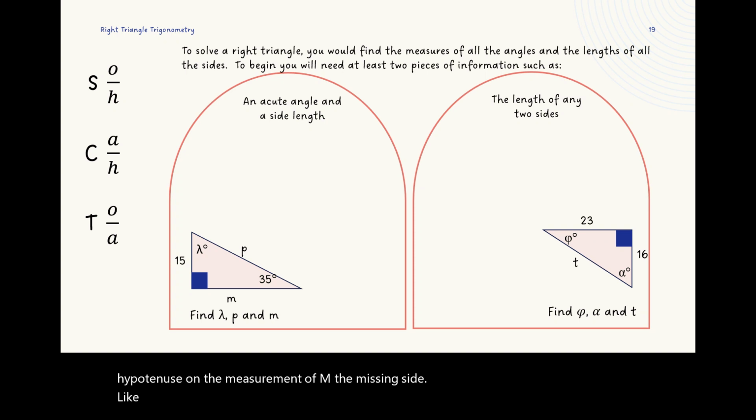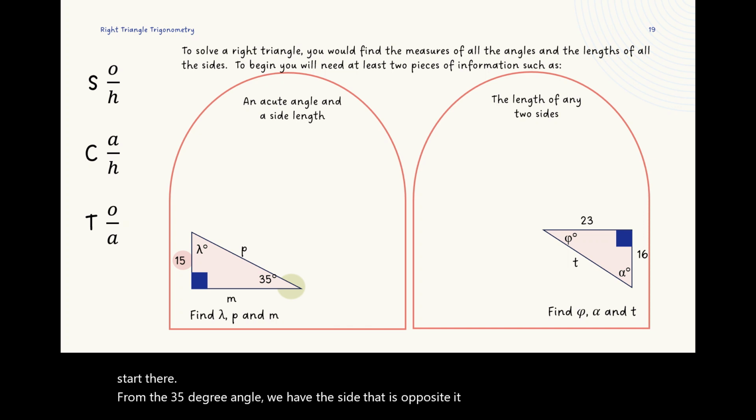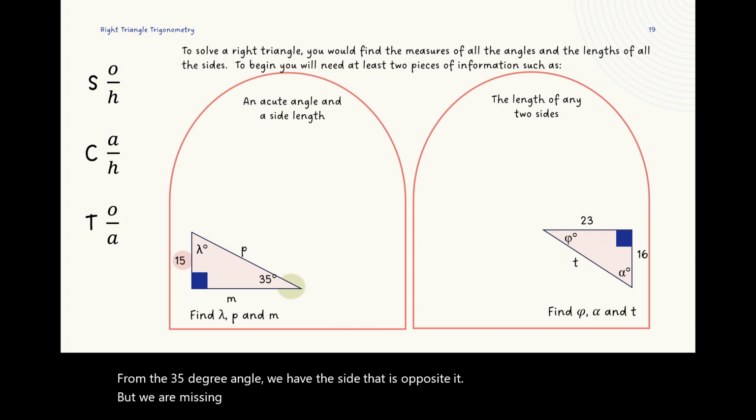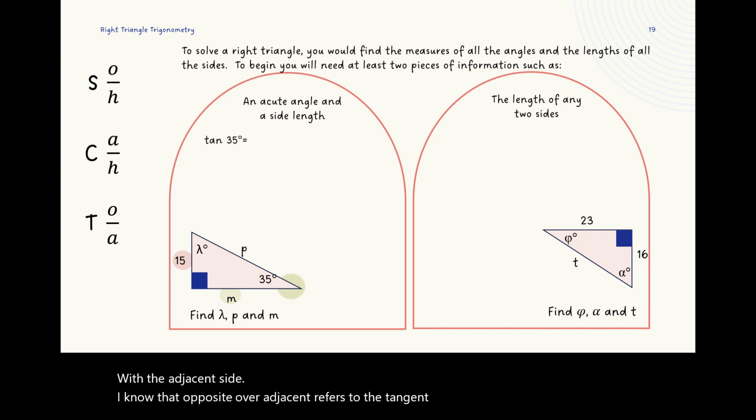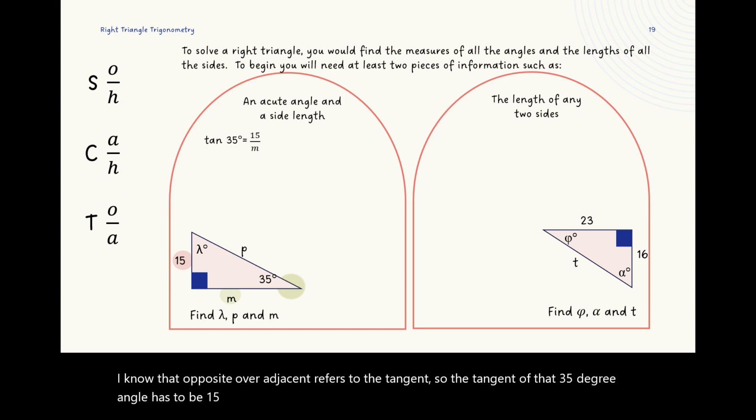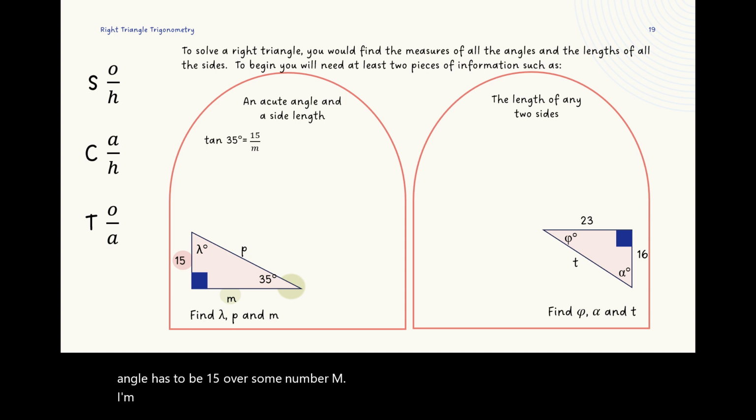Like before, we're going to start with an angle we know. This angle is 35 degrees. So I'm going to start there. From the 35-degree angle, we have the side that is opposite it, but we are missing both the adjacent side and the hypotenuse. So I'm going to start with the adjacent side. I know that opposite over adjacent refers to the tangent. So the tangent of that 35-degree angle has to be 15 over some number m. I'm going to solve this for m.